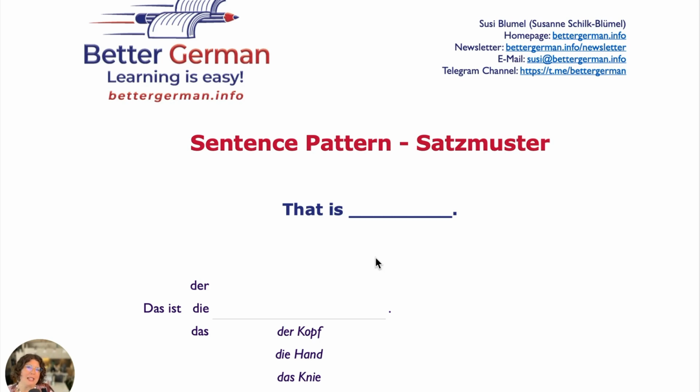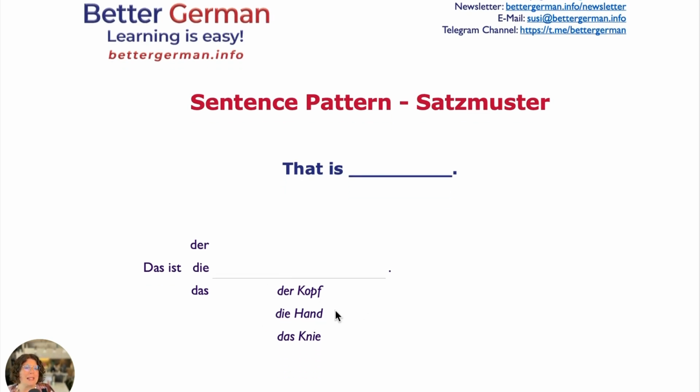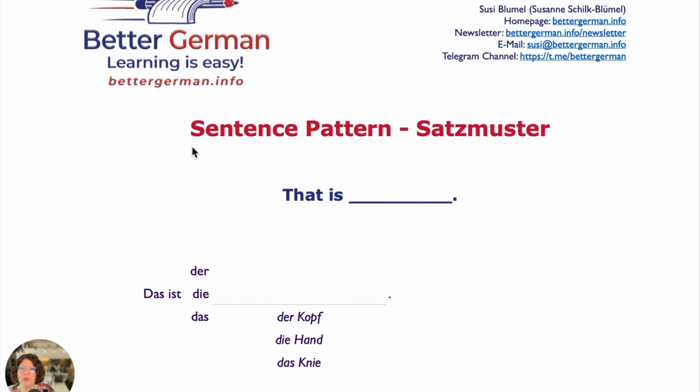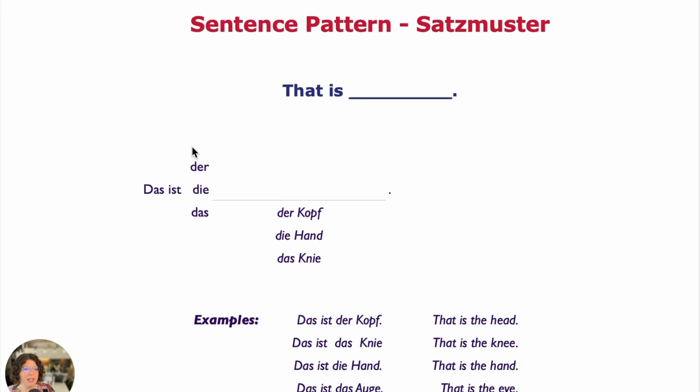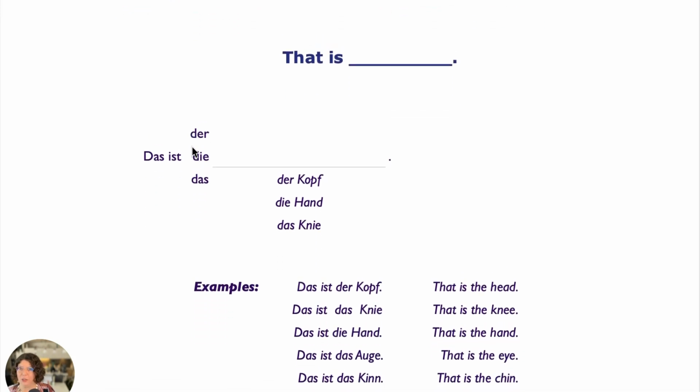So this is an easy one. It's based on the words of the episode before. Episode number 6, and it's called Word List Body Parts. So if you didn't listen to this episode yet, then go back to that one and listen to it because it's a prerequisite for this sentence pattern. So let's go through this and get started with it.